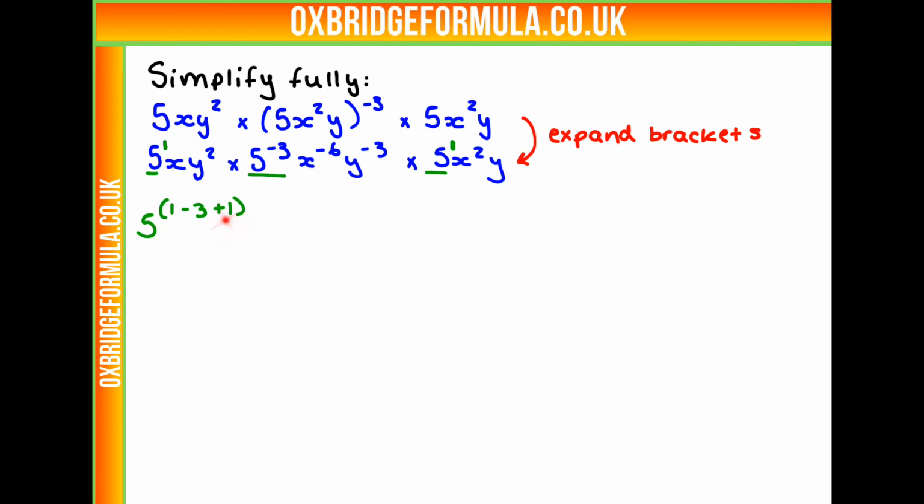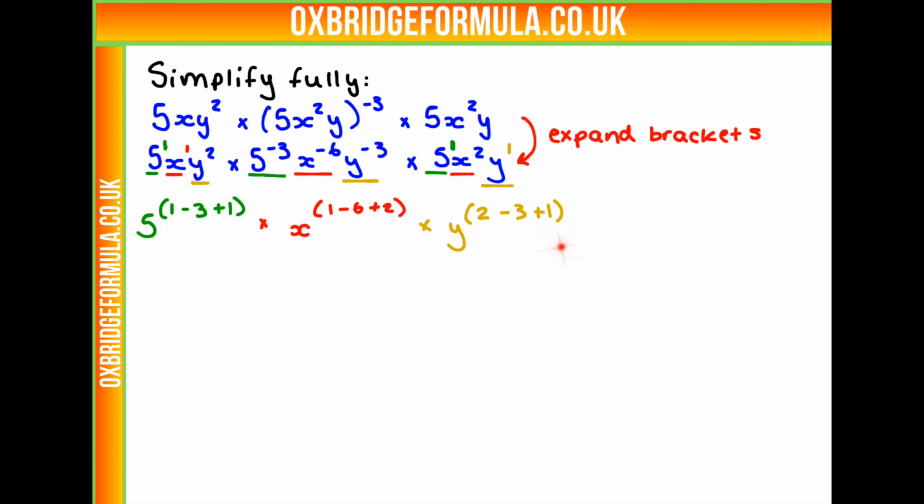And if we do that with the other terms, so let's use x. Again, we've got x to the power of 1 here, minus 6, and then 2. So it's going to be x to the power of 1 minus 6 plus 2. And then finally, with our y's, we've got a 2, a minus 3, and then a 1 there as well. So that's going to be y to the power of 2 minus 3 plus 1.